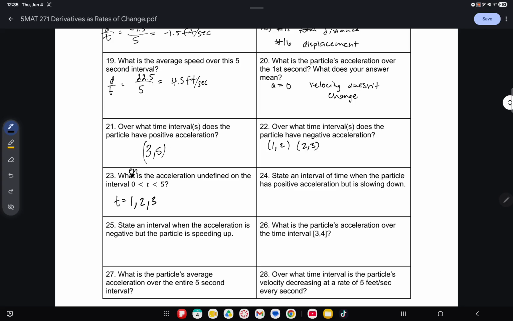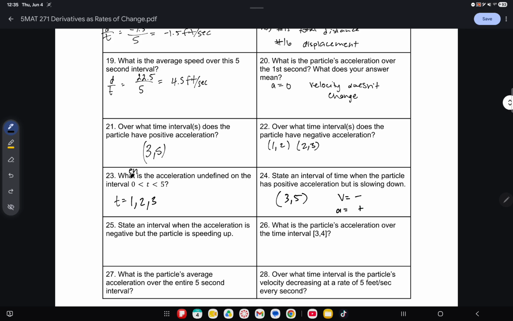State an interval of time when the particle has a positive acceleration but is slowing down. So that's going to be from 3 to 5, right? Because they're having opposite signs. The velocity is negative, but the acceleration or that slope is positive. So it's got those opposite signs there.